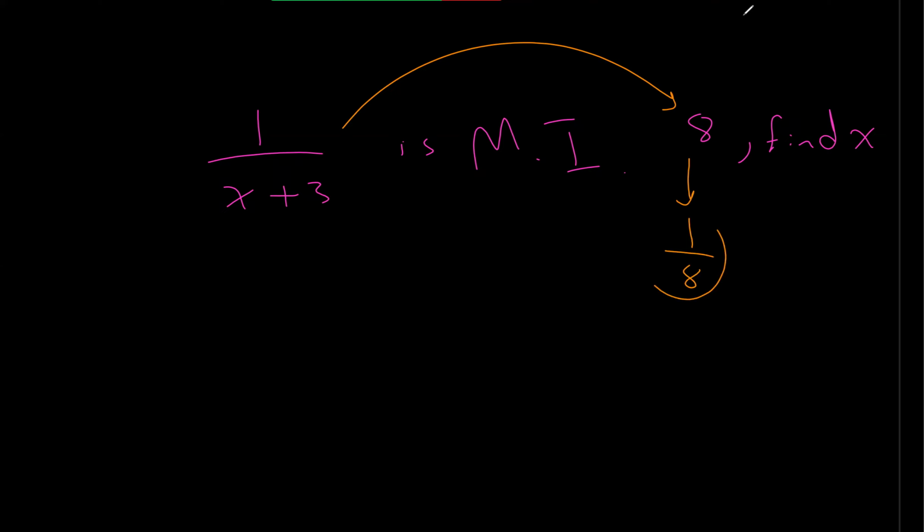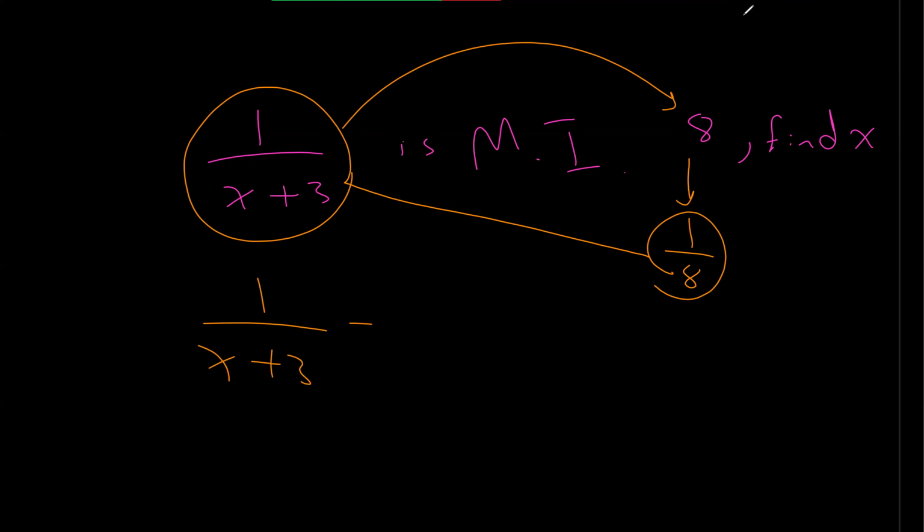Good. So that means this one is the multiplicative inverse, and it's given to me as 1 over x plus 3. So 1 over x plus 3 has to equal 1 over 8. Then what should x be? x plus 3 has to be 8, right? So x in this case will be 5, because 5 plus 3 is going to be 8. So in this case, you get 1 over 8 equals 1 over 8.